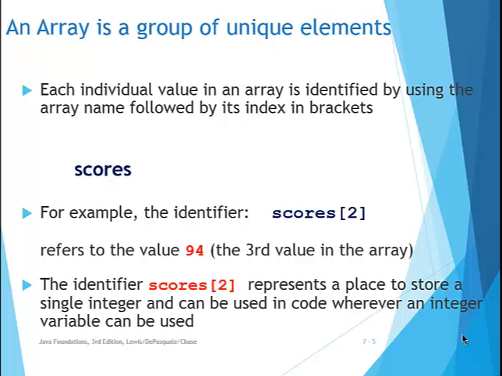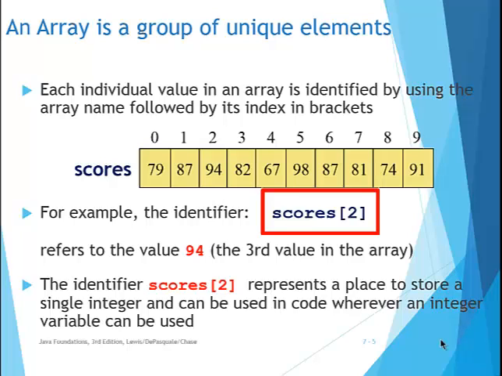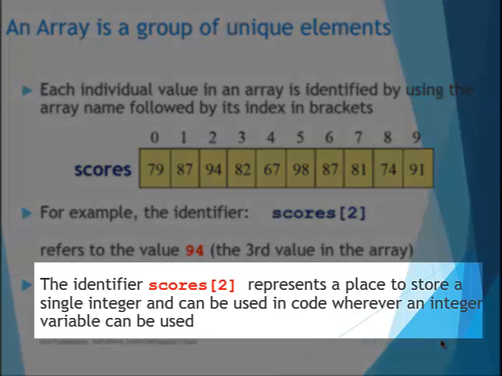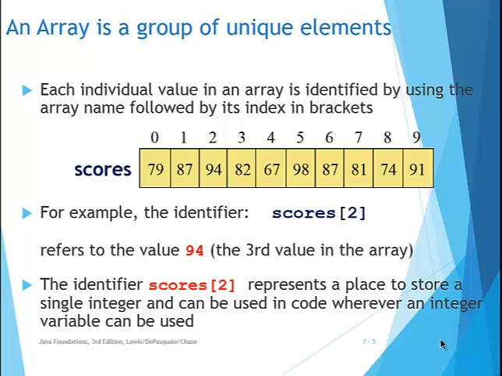An array is a group of unique elements. Each individual value in an array is identified by using the array name followed by its index in brackets. For example, the identifier scores sub-2 refers to the value 94, the third value in the array. This identifier, scores sub-2, represents a place to store a single integer and can be used in code wherever an integer variable can be used.